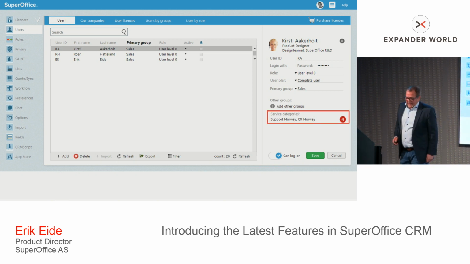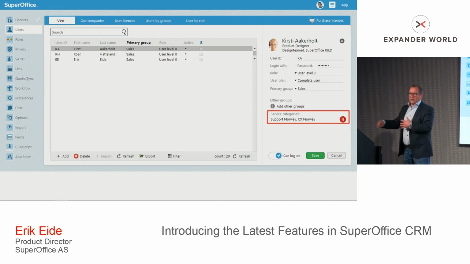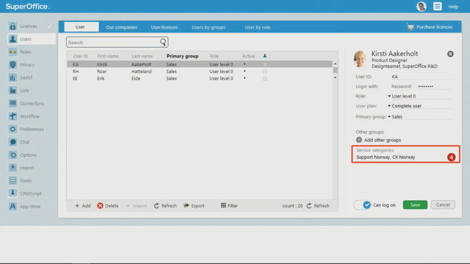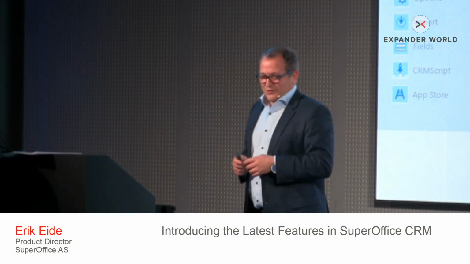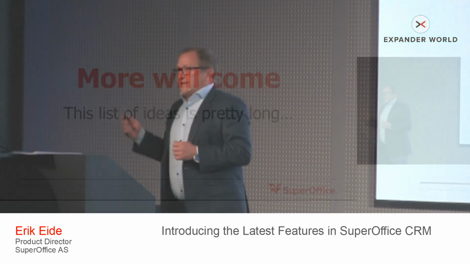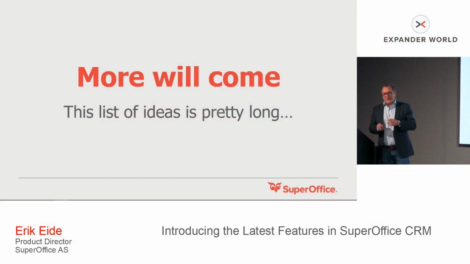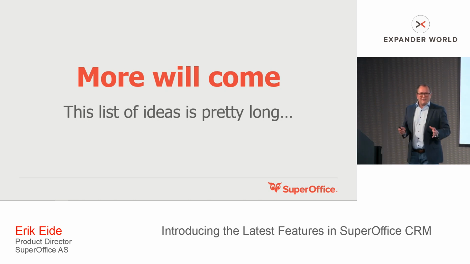We want to add service categories if this is a complete or a service user in the same UI, so we don't have to switch to another client to set those categories. So we want to make this more streamlined for every administrator that struggles with a lot of users. And a lot of users should be positive. And it is, so let's help them out doing things like that. And more will come. The list of ideas is pretty long, and it's positive input.